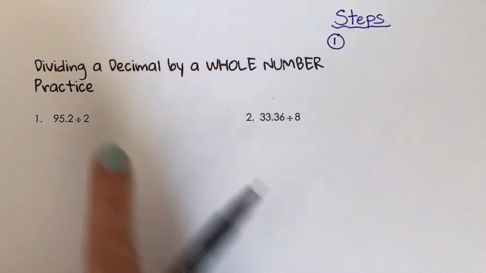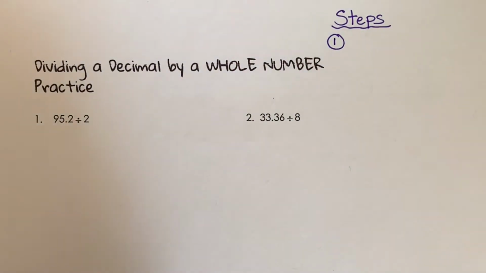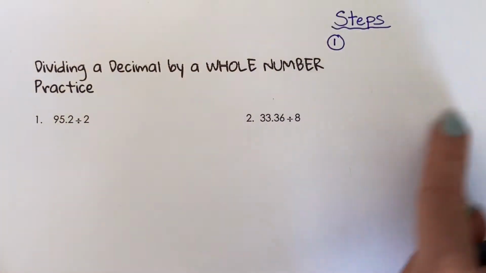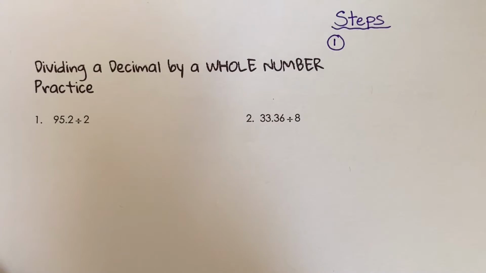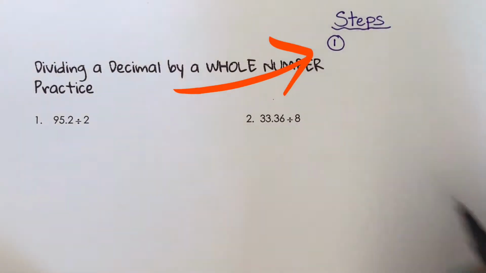Turn in your packet to Dividing a Decimal by a Whole Number Practice, and we're going to do 4 examples of how to divide a decimal by a whole number. In the upper right-hand corner, we're going to take some very quick notes. There are 3 easy steps to dividing a decimal by a whole number. So go ahead and write these in the upper right-hand corner.